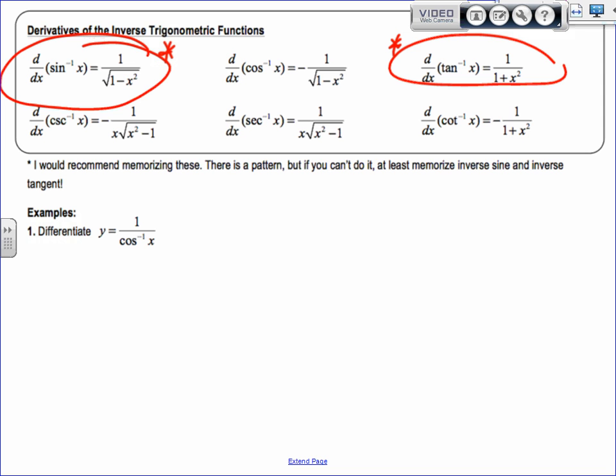A couple years ago, they didn't do any of them. One year they put it on a free response, though. That was rough. All right, so I would recommend memorizing those 2. So memorize inverse sine and inverse tangent.